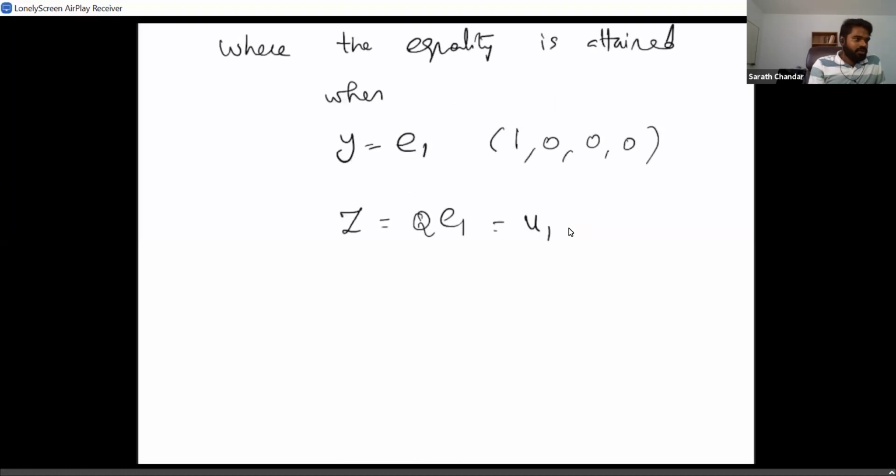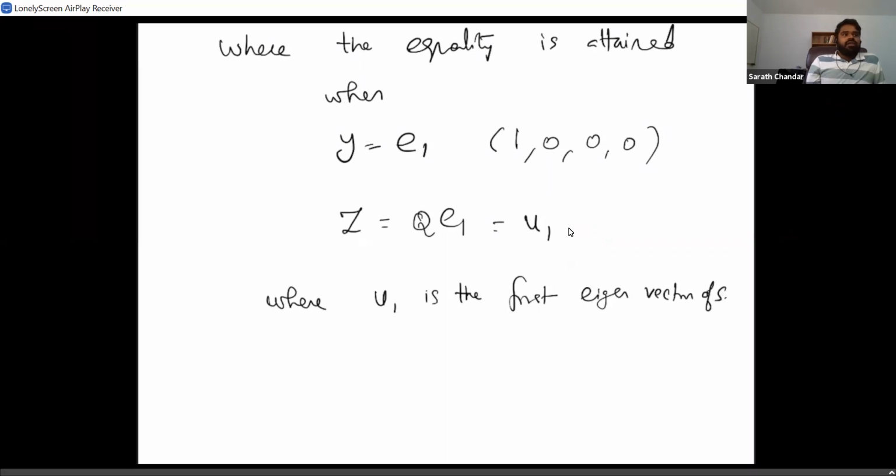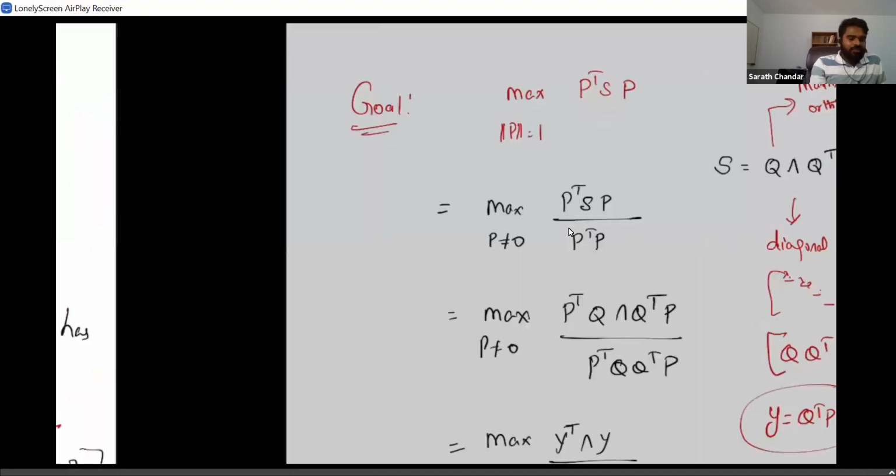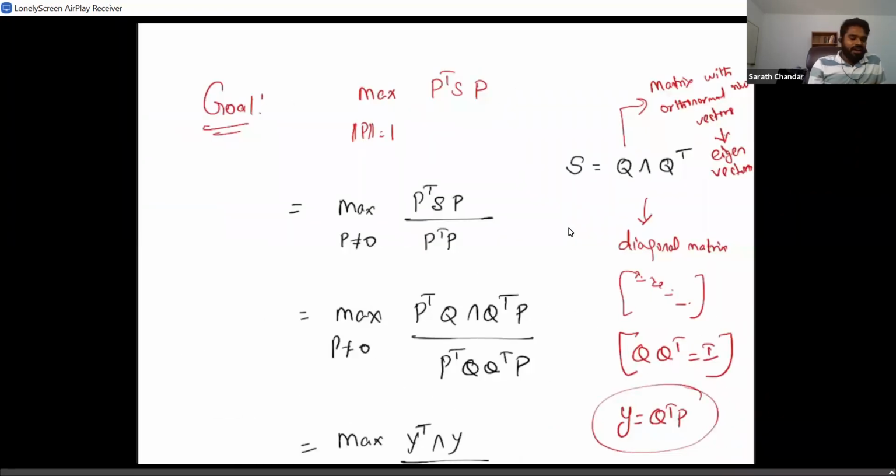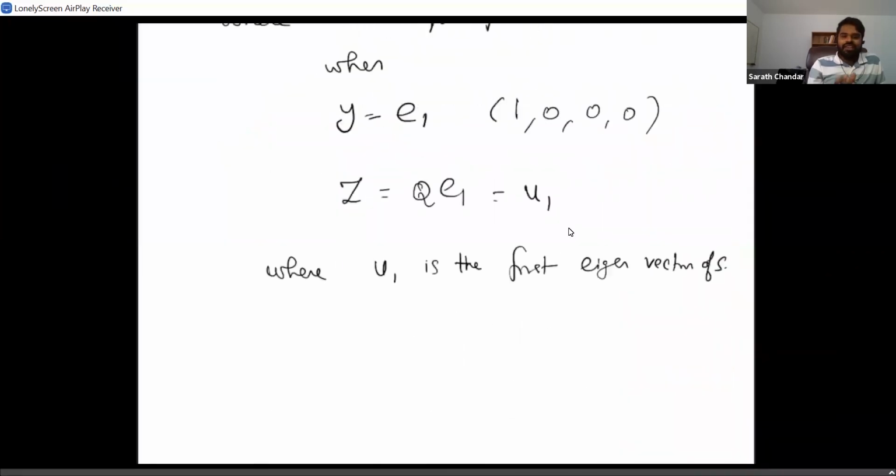Okay. So where u1 is the first eigenvector of S. Okay, so what did we do here? We were interested in maximizing the projected variance, and our derivation tells us that the variance can be maximized. Let's say you can choose only one direction and you want to maximize the variance, then the best direction to choose is the first eigenvector of the covariance matrix. Okay, so we're going to call this direction the principal component.